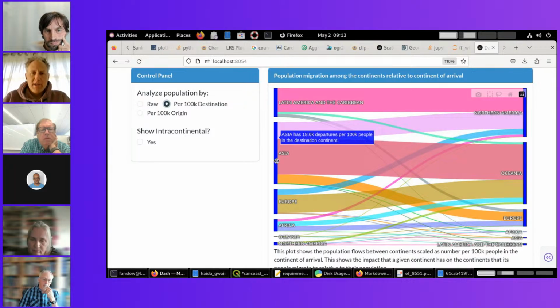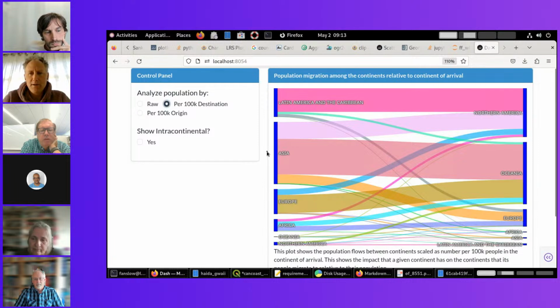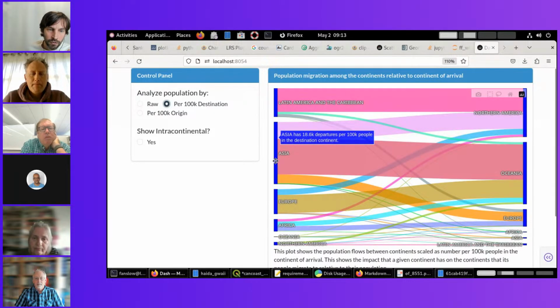It's kind of a weird unit because you're summing ratios from different continents and assigning it to Asia. So I have to think about what this actually means, but it does show you which continent is having the most dominant contribution to other continents. But specifically, if you hover over Asia again, how would I explicitly interpret these numbers? Asia has, let's say, 19,000 departures per 100,000 people. That's almost 20% in the destination continent. What does that mean? Yeah, it's a weird number.